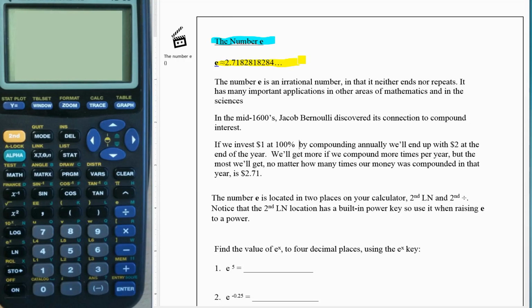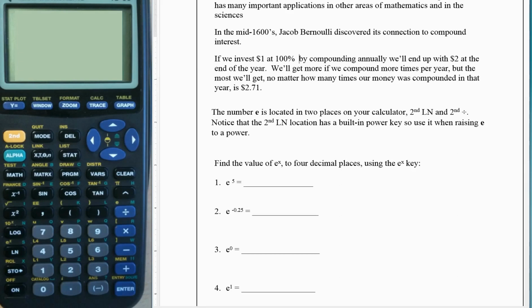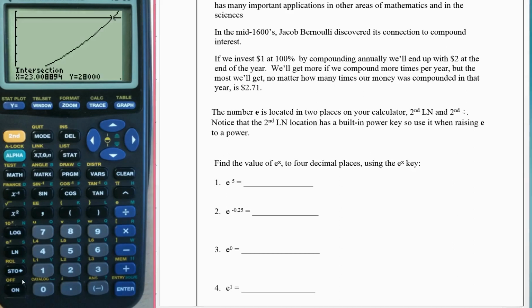So the number e is located on your calculator in two places. One, you'll see it's above the natural log button. It's in the same color as your second button. So you hit second and then natural log. And then it's also above the division key. So you could hit second and the division key. Okay, now when you're taking it to a power, it's easiest to do the one that's just above the natural log. And we get back to our home screen.